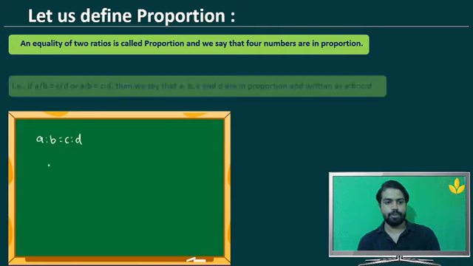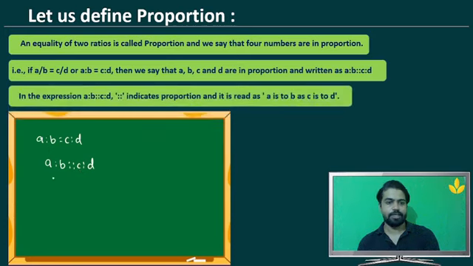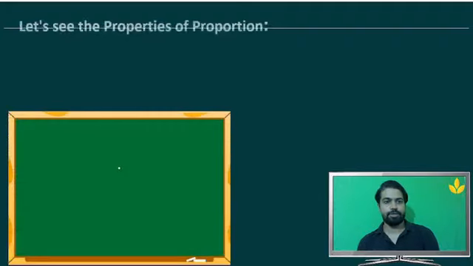This is written as A is to B is proportional to C is to D, and we are going to read this as A is to B as C is to D. The two middle terms are called mean terms, and the numbers at the extremes are called simply extremes. Let's see some of the properties of proportions here.